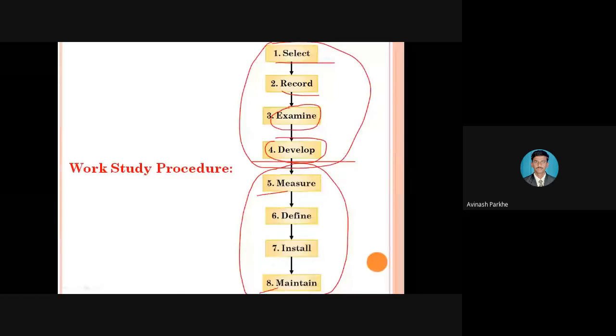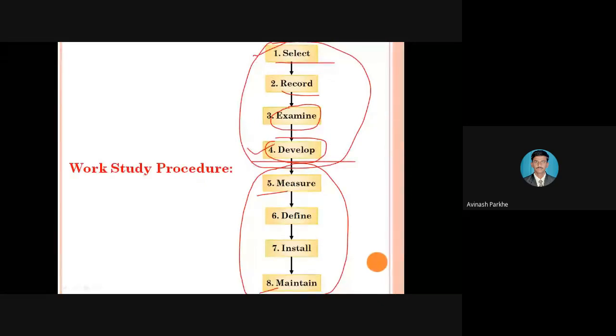That means the time measurement can be carried out from step number 5 to 8, and the modification in the existing process or the development of the new method will take place from step number 1 to step number 4. So this is the work study procedure.